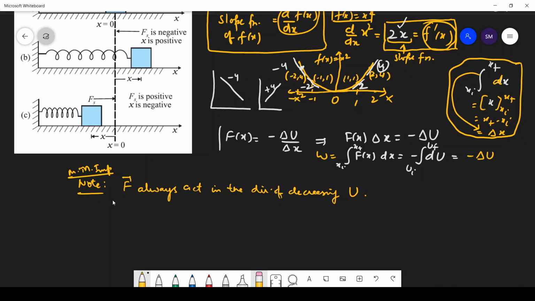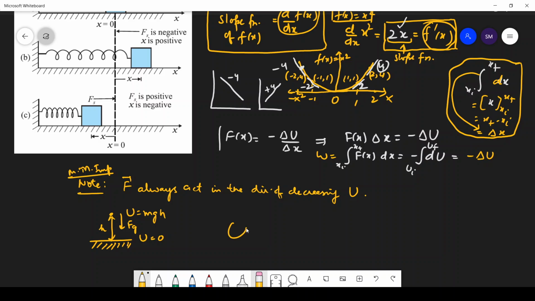Let us take one or two examples. This is our earth. I have a ball over here. So this ball at this point is at height h. Now leave this ball free, what will happen? It will come down. So Fg is acting downward. So here what was the potential energy? mgh. Here what is the potential energy? 0. So what has this force done? This force acts in the direction of decreasing potential energy. So in this direction potential energy was decreasing.